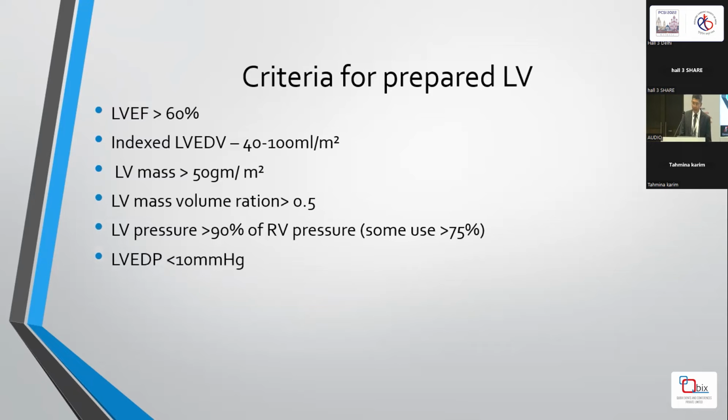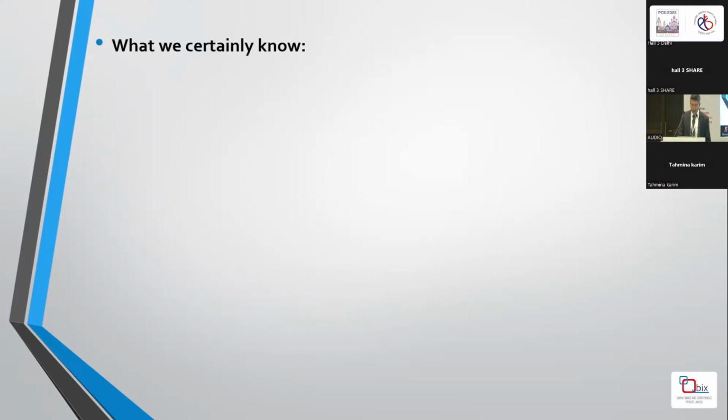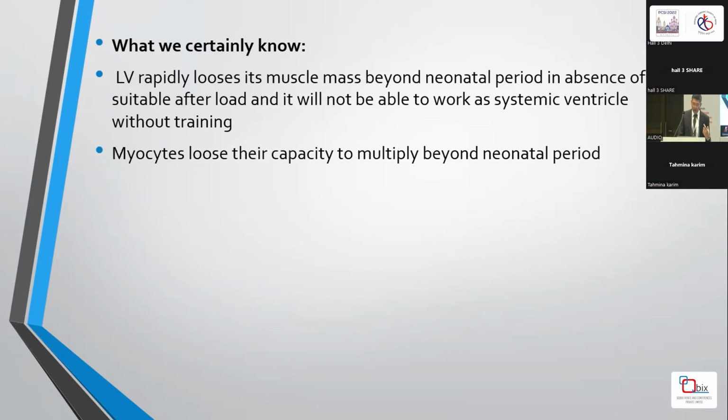And LV end-diastolic pressure less than 10. And there should be no more than mild MR. If there's more than mild MR, then it should be a correctable lesion such as a cleft. But then MR will mask the LV dysfunction, if any. And double switch operation can be done when the LV is considered prepared. What we certainly know about this double switch operation is that, one, as I said, the LV has lost its mass, so it will not work without training.